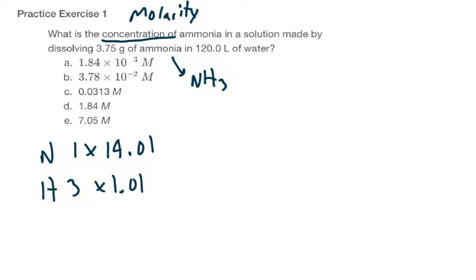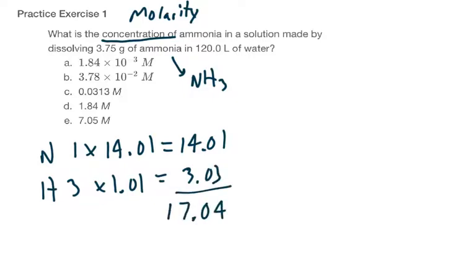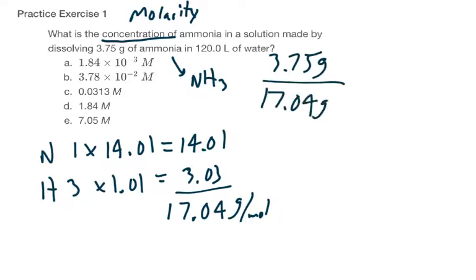14.01, 1.01. Let's add that up. These are the atomic masses. And the molar mass of ammonia is 17.04 grams per mole. And if we convert grams of ammonia into moles, we got to get the 3.75 divided by 17.04 grams per mole. And that will give us 0.220 moles.